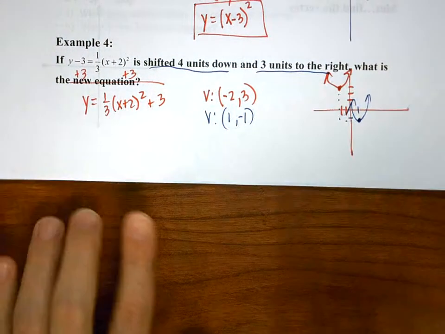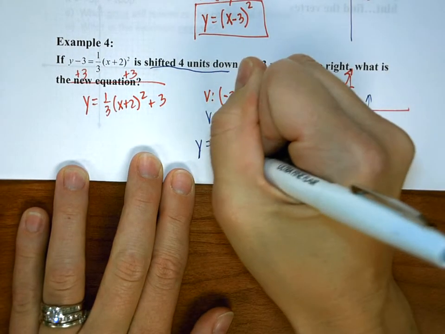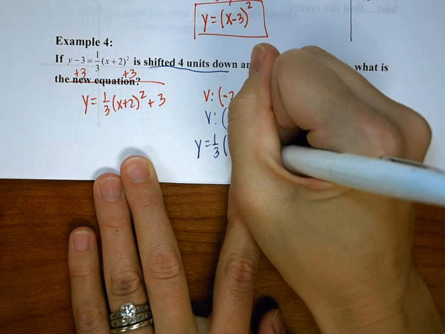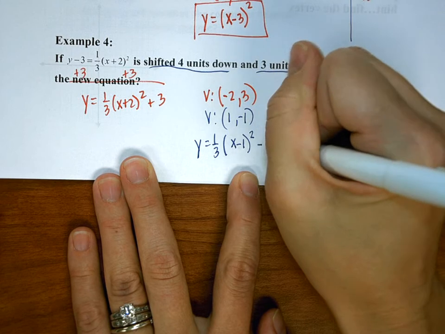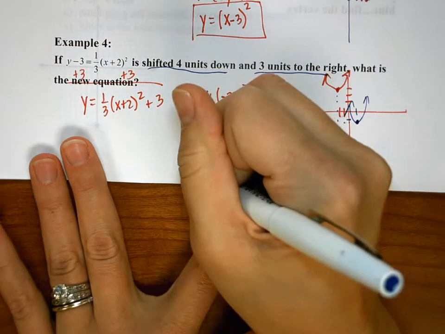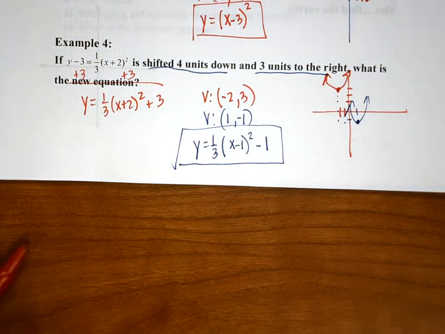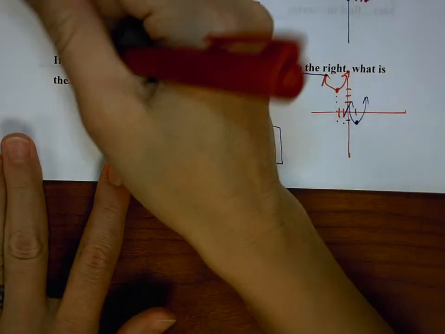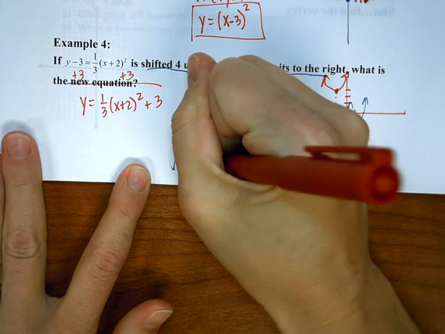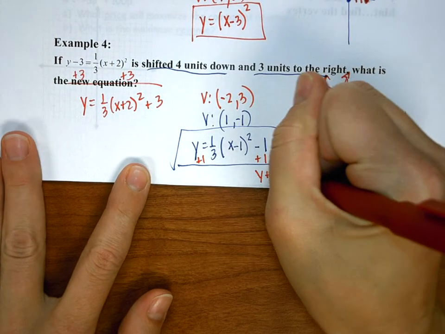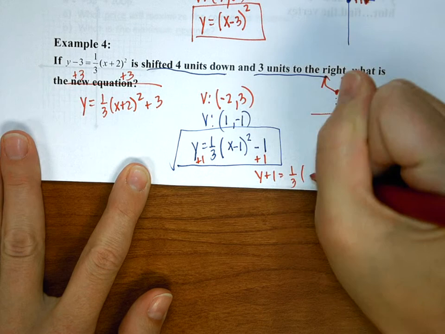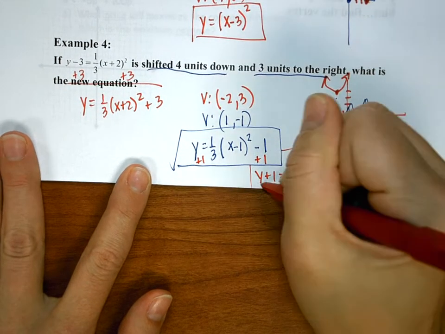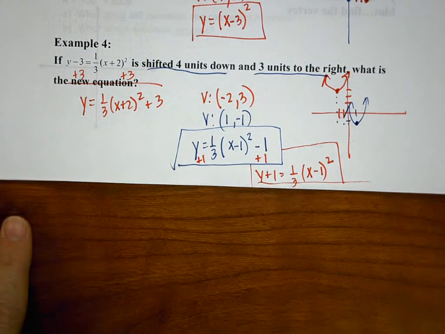So if I plug that into this equation, I get y equals 1/3 parentheses, always the opposite of what's with the x. So that will be (x minus 1) squared, and then I still have minus 1. So that is my answer. But again, how it started as y minus 3, it might, if it's multiple choice, be written that same way. So you might need to add 1 back to both sides and get y plus 1 equals 1/3 times (x minus 1) squared. So either way, either of these answers is correct. It just depends on how the answer is written.